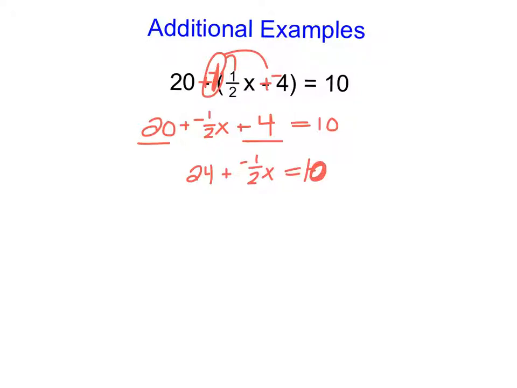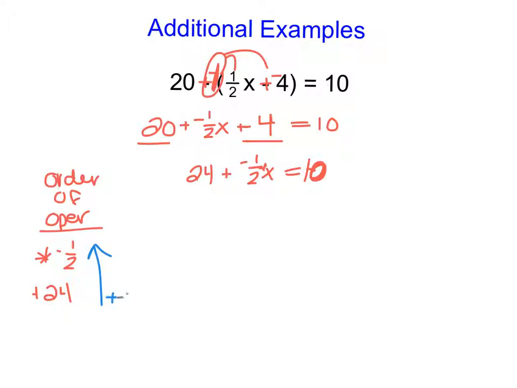And then from here, I'm going to undo the order of operations that are happening to x next. So from here I can notice that I have a multiplication of x by negative 1/2 and an addition of 24. The multiplication of negative 1/2 would come first, and then the addition of 24. So I'm going to undo those operations in reverse. So I'm going to start by undoing the plus 24 by adding a negative 24 to each side. So then here I'm left with negative 1/2 x is equal to negative 14.